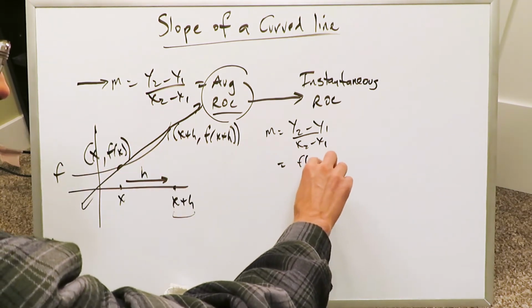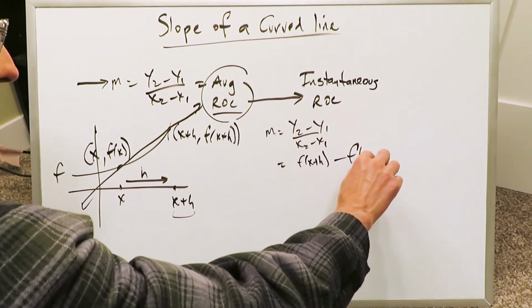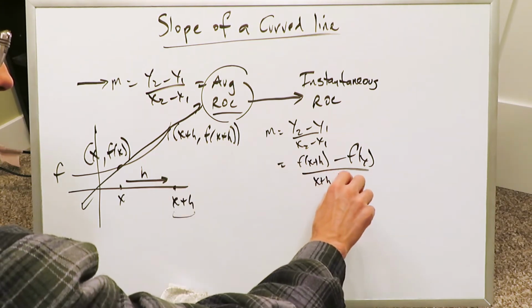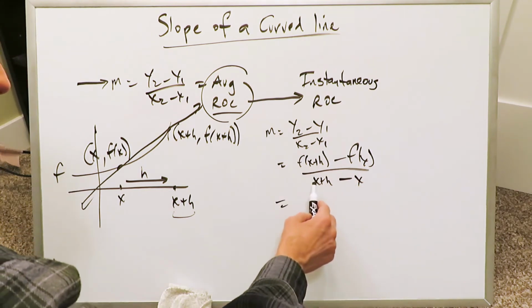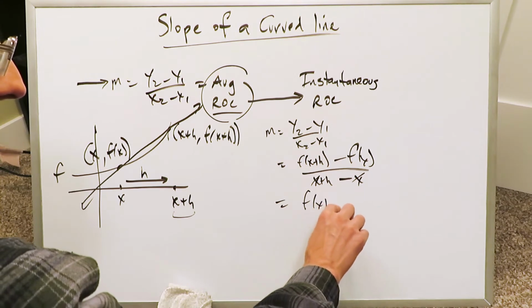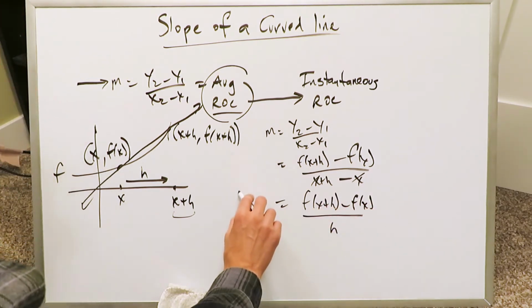Your y2, x2, y1, x1, you'd plug these values in. You'd have f of x plus h, which is my y2. Then you do your y1, which is f of x. Then you do your x2, which is x plus h. Then you do your x1, which is x. And then you could simplify this because you have x plus h minus x, these x's cancel out. You would really end up having f of x plus h minus f of x divided by h. But this right here would be your slope.